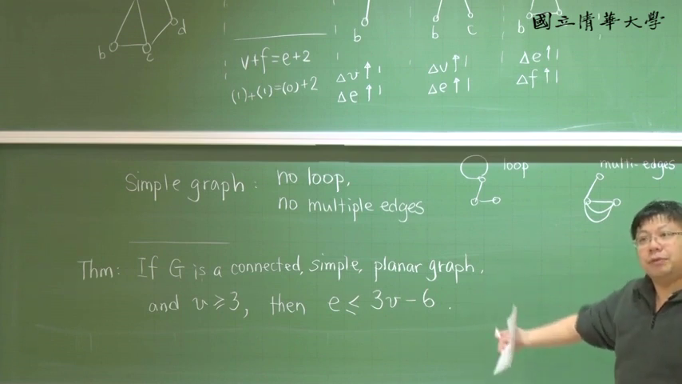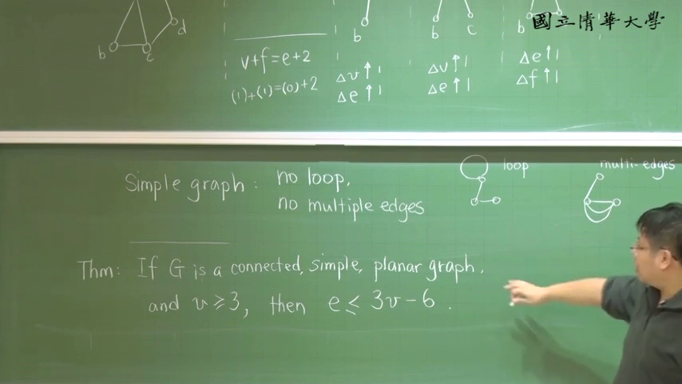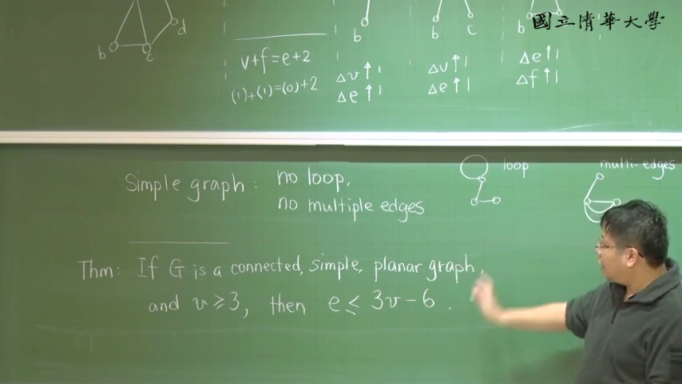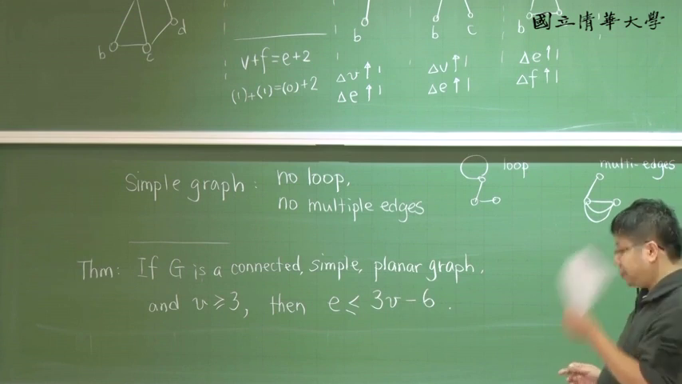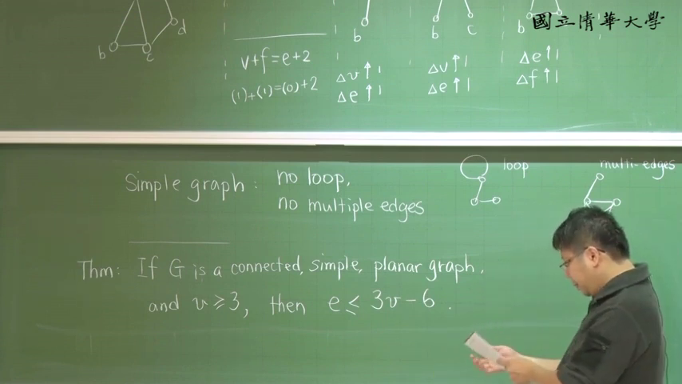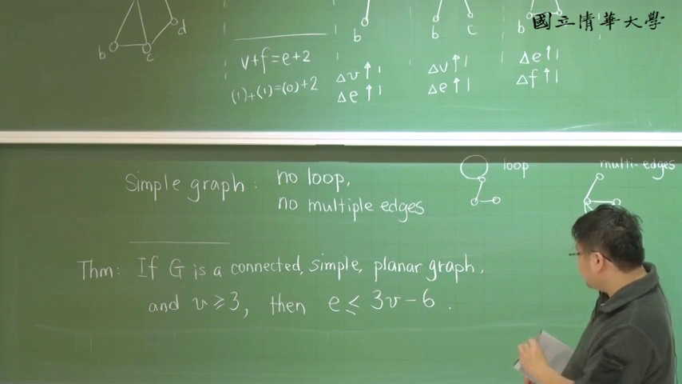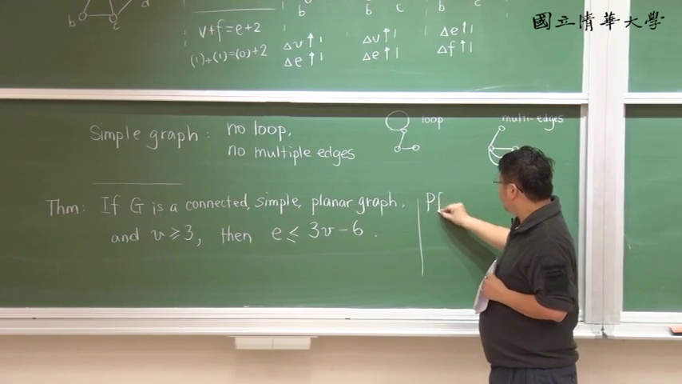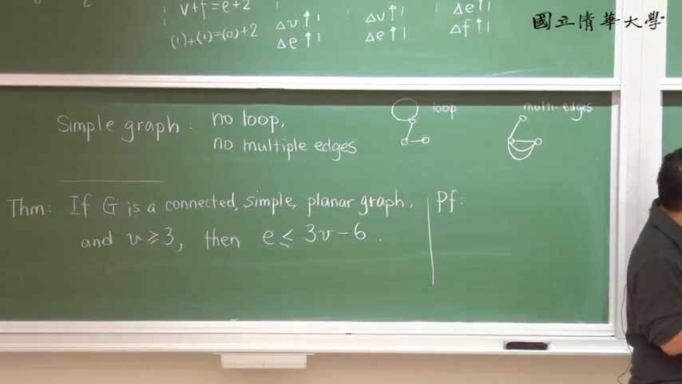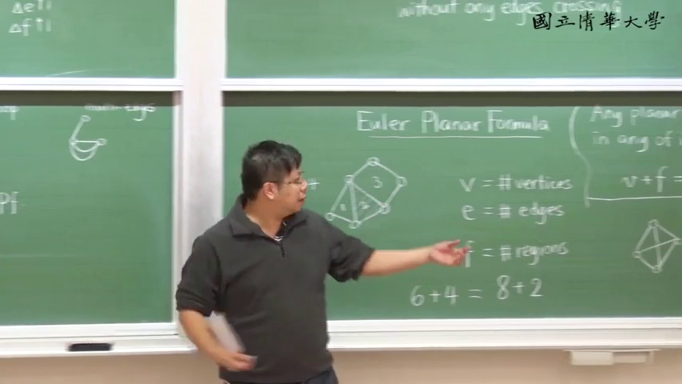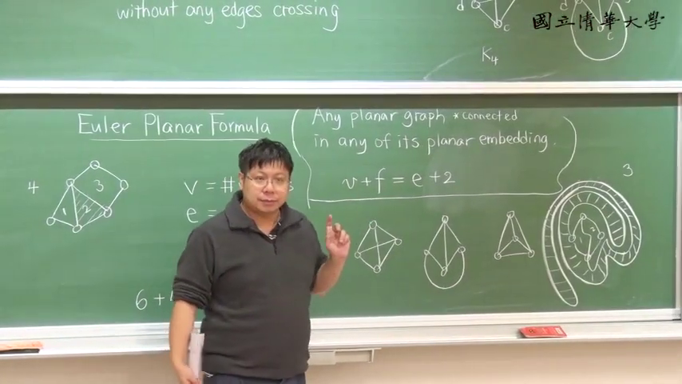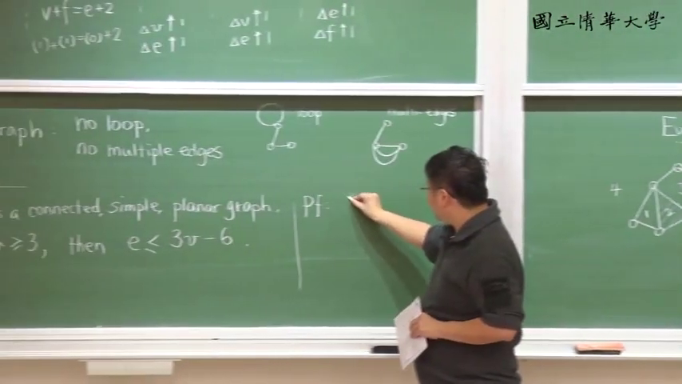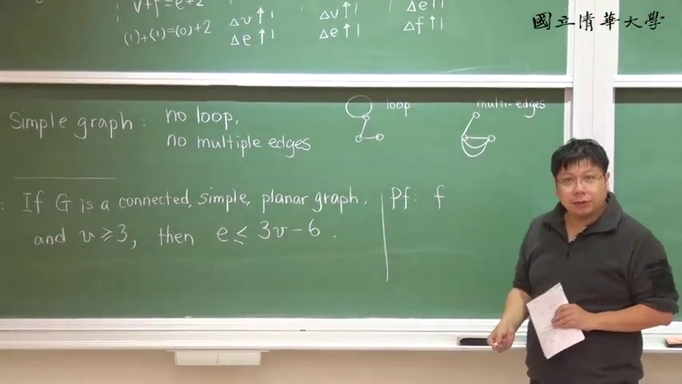Okay, so let's prove this. First of all, we are not showing K5 at this point. We are just focusing on a planar graph at the beginning, and why a planar graph has to obey this one. The idea is simple. We are going to rely on this planar formula. But we have omitted the term f here. So somehow we need to find out how f is related to E and V.